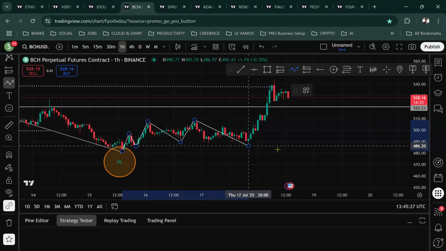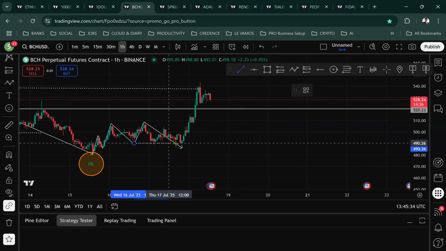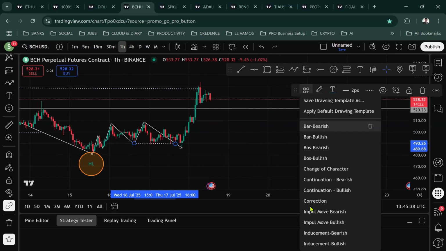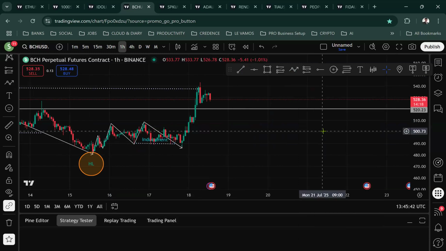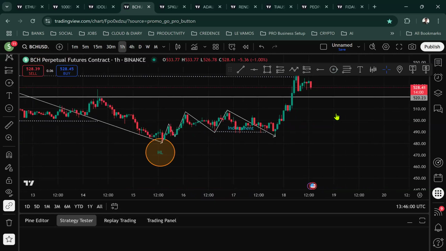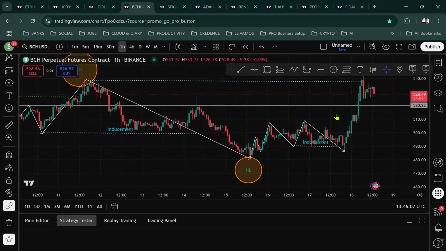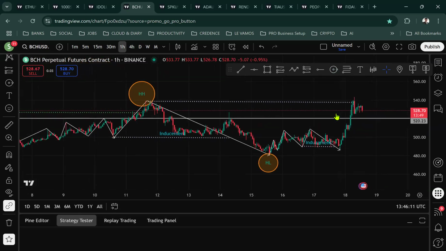So this is the last inducement. Before you identify the inducement, you have to see the end of the impulsive move, the end of the previous impulsive move. If you look at this impulsive move, we have to see it first before you can identify this higher low.